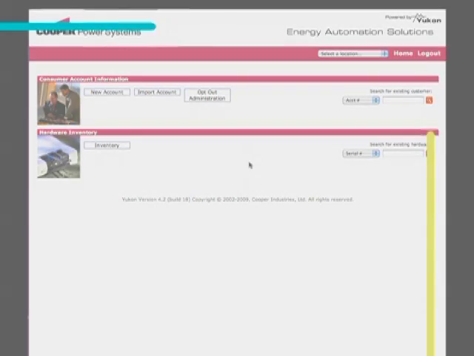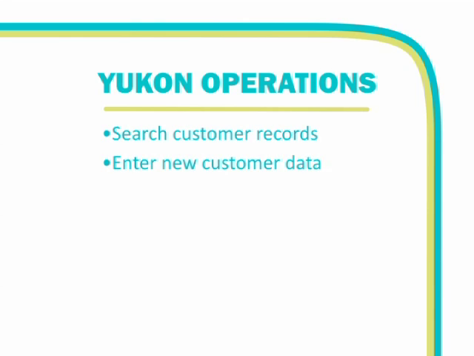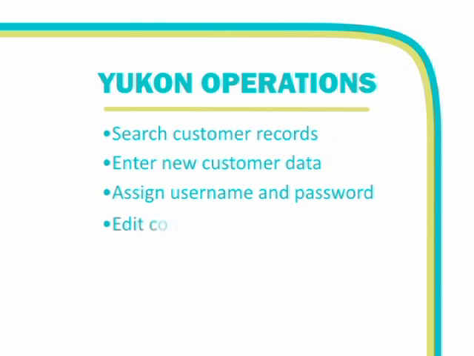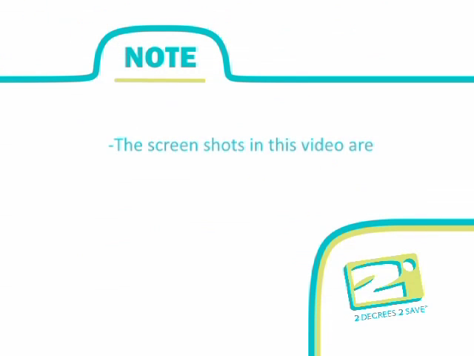The next few sections will demonstrate how to search for existing customer records, enter new customer data, assign the customer's username and password, edit customer contact information, input information about the customer's appliances, and assign installed equipment to an account and demand response load control program. The screenshots in the student manual and this video are examples of what you may see. They will not look exactly like your screen, but will function in a similar manner.